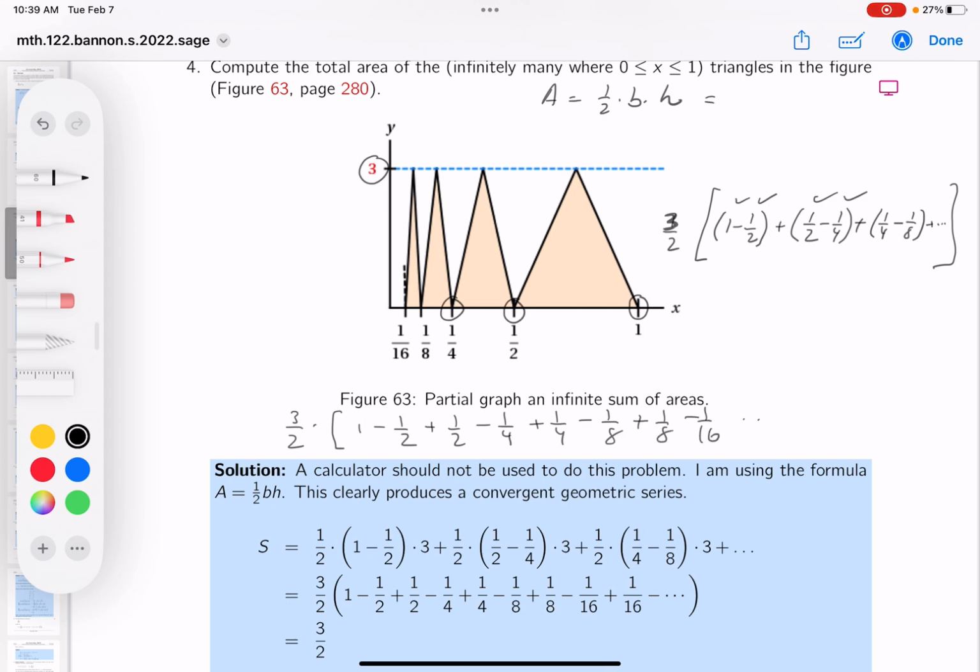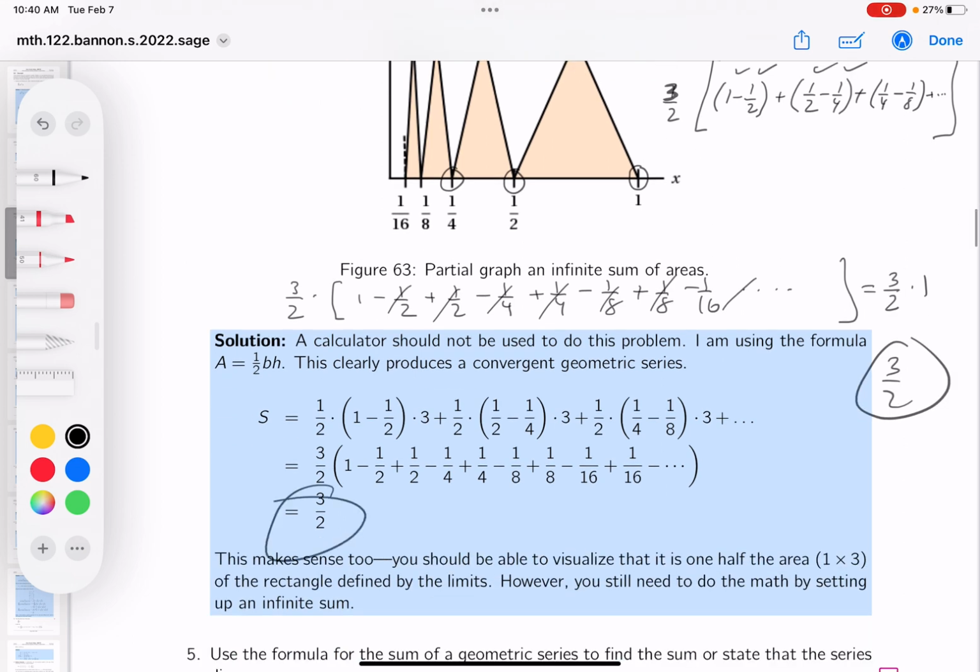I think I'm seeing something. All right, so what are you seeing over there? I'm seeing, like, these terms over here, they just keep disappearing. You just see that keep disappearing. So what are we really left off with? 3/2 times 1, which is 3/2. Want to see over there? 3/2. And we're done.